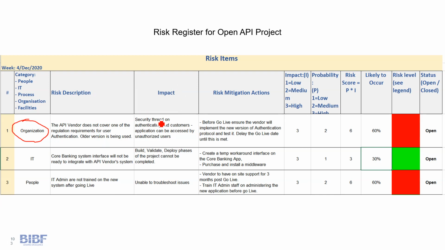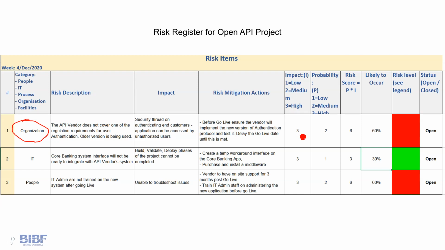So the impact is a security threat on authentication of end users, and the application can be accessed by unauthorized users, which is the risk of attacks or cyber attacks. So what are the mitigation actions? Before going live, you want to ensure that the vendor will implement the new version of the authentication protocol and test it, and make sure the test is successful. Or you have to delay the go live date until this specific action is met, right? Those are the mitigation options: delay the go live date, or make sure that the vendor meets the required version upgrade for the authentication requirement.